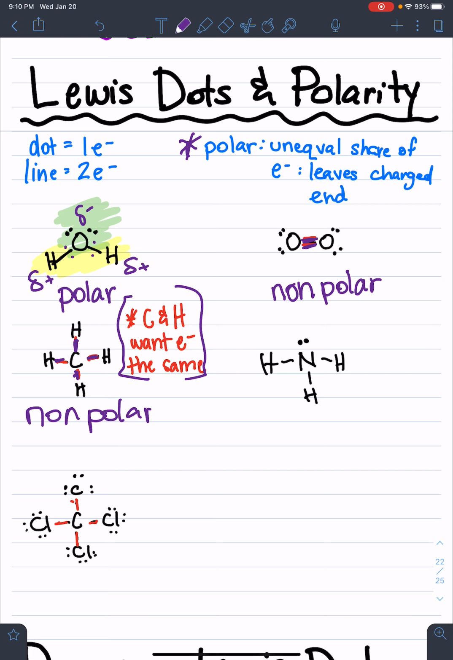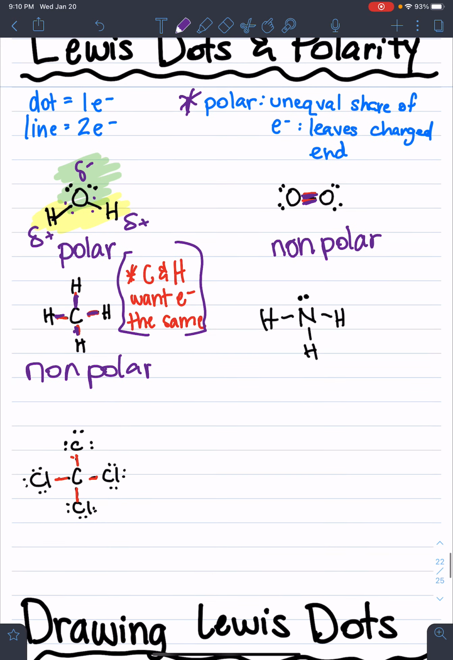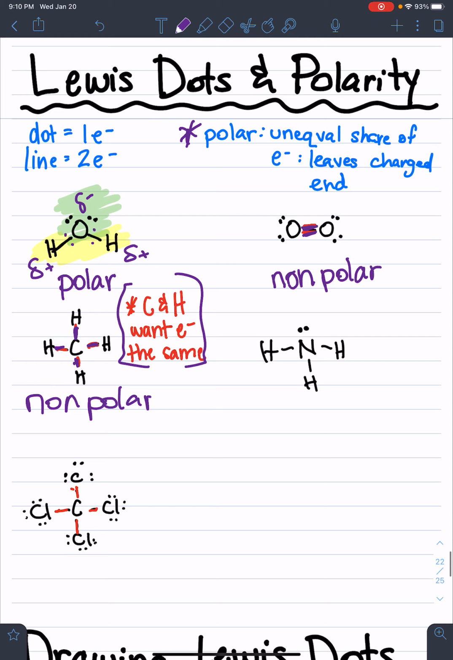Alright, these next two examples are a little bit harder, especially the last one. So just stay with me for those next ones. We have this N with these three H's. We know N wants electrons more than H, so it's going to pull the electrons in closer to itself. It's going to be partially negative. These H's are going to be partially positive.